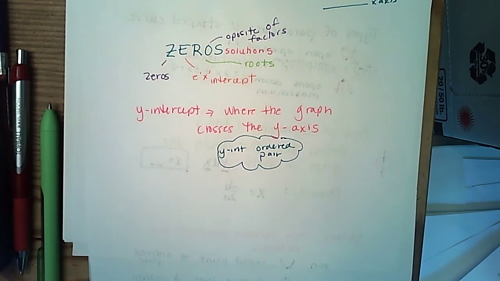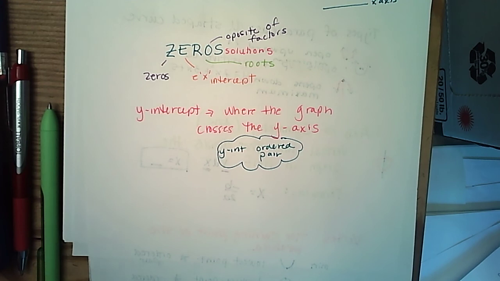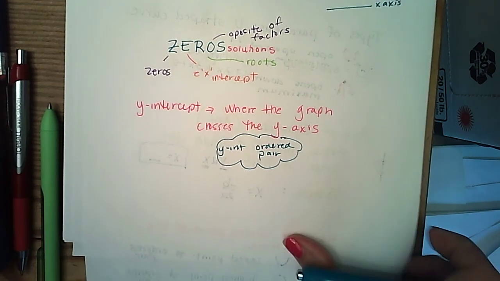So now, let's look at two graphs and see what's going on here. So let's look at two different graphs. So first, let's look at a parabola that is going upward.